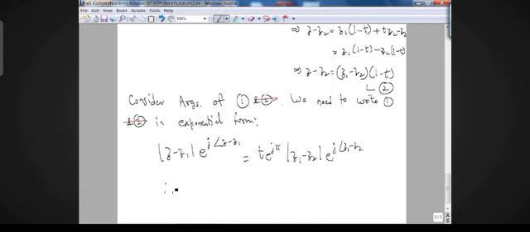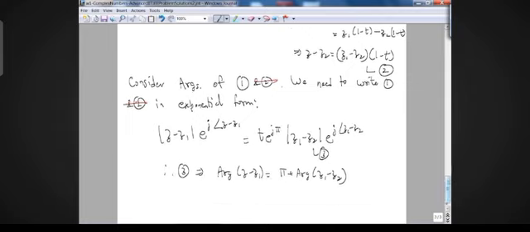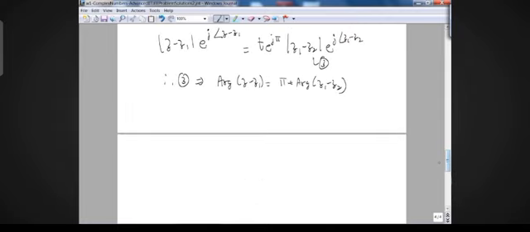So if you call this equation 3, 3 implies that the argument of z minus z1, the angle on the left-hand side, must be equal to the angle on the right-hand side. But the angle on the right-hand side is pi plus the argument of z1 minus z2. Well, how does adding pi change this?